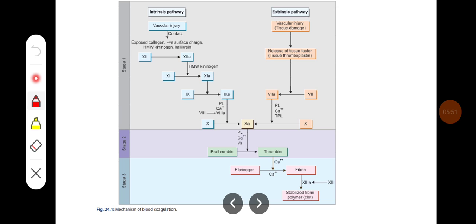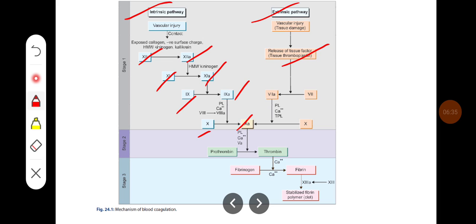This is the flow chart showing both the intrinsic and extrinsic pathway. Upon injury, with the help of high molecular weight kininogen and kallikrein, factor 12 gets converted into active factor 12. That converts inactive 11 into active 11. That in turn converts inactive 9 into active 9. So that helps in the conversion of inactive 10 into active 10 in the presence of calcium, activated factor 8, and phospholipids. Whereas in the extrinsic pathway, it releases the thromboplastin which converts inactive factor 7 into active factor 7.